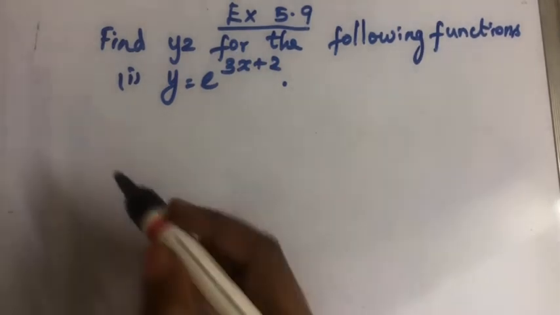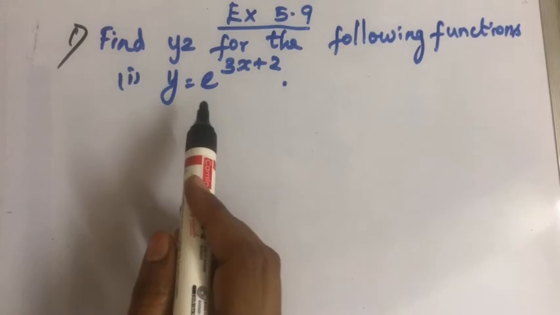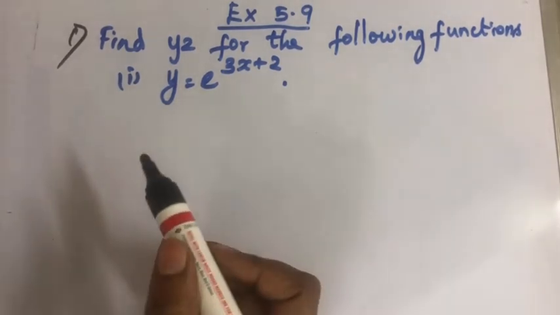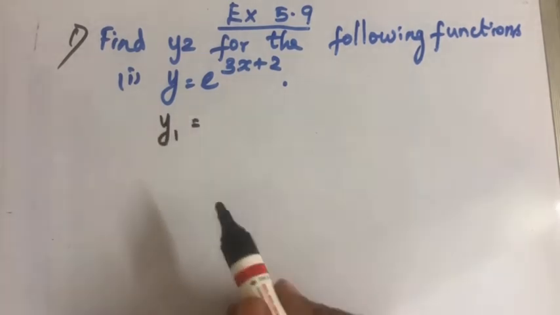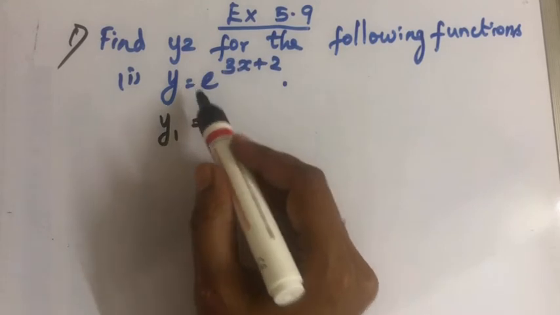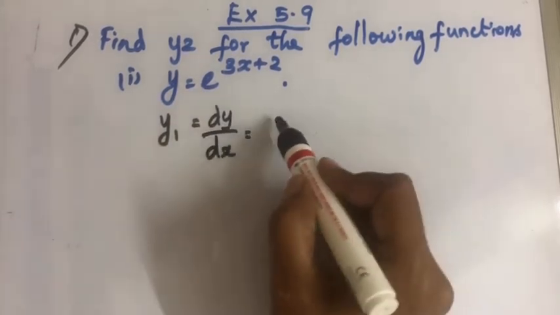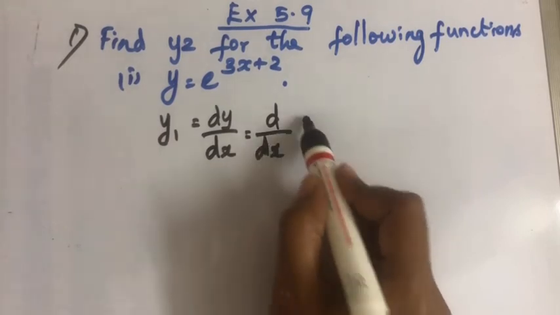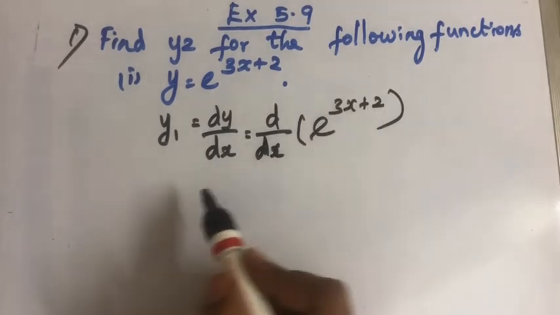First problem, find y2 for the following function. y is equal to e power 3x plus 2. First, we have to find y1, successive differentiation. So, y1 means we have to differentiate this one, isn't it? dy by dx. That is d by dx of e power 3x plus 2. We have to differentiate this.